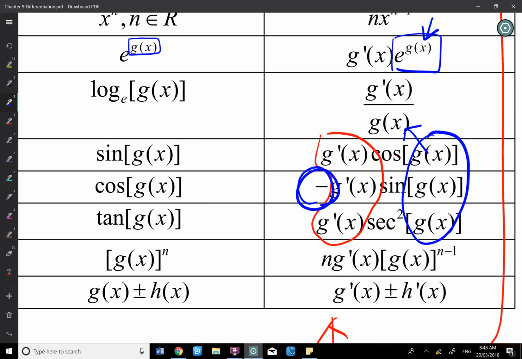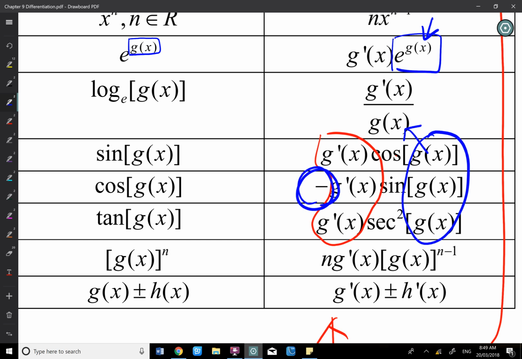The second one is log. Okay, so log is the one that doesn't look the same as before. We don't have log anymore. So it's the fraction one. We derive the inside and then we put that over the same thing. We always have g x. So that must be g dash x over g x.